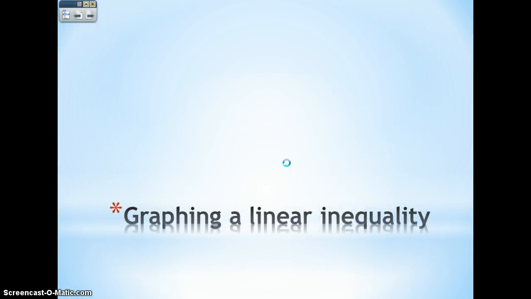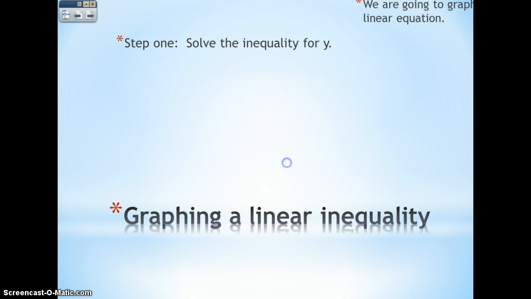Let's take those skills and now graph a linear inequality. Step one for graphing any line, including linear inequalities, is to solve for y. We want to get into the form y equals mx plus b. So solve the inequality for y. Now, some common mistakes. Remember, with inequalities, multiplying or dividing by a negative will flip the inequality. It's very, very important that we remember those rules.